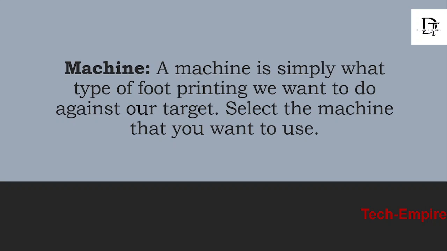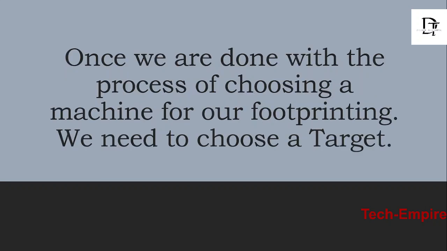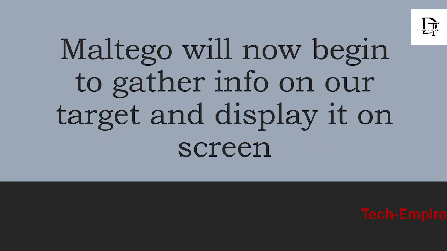Since this slide will be shared, I will share this slide with you, don't worry. And this recording also, in fact, so that if you forget something, you can go back to the video, then you'll be fine. Once we are done with the process of choosing a particular machine for our footprint, we need to choose a target. So your target is your IP. If you're not using IP, you use the name of your website or whatever.